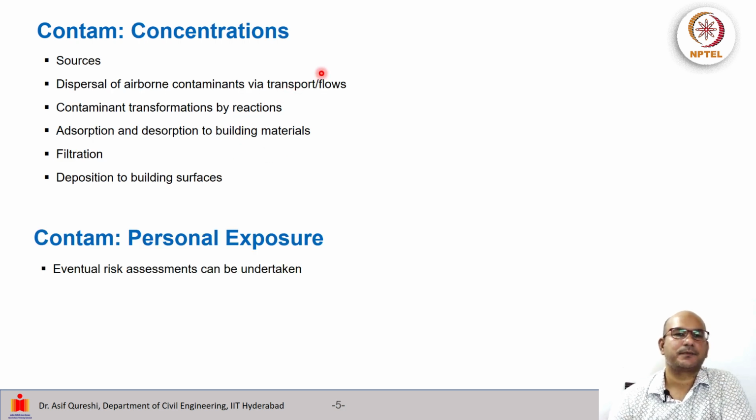Then the next is the sources. The goal is to get the concentrations of different pollutants. So the model is able to, you can add the sources of different contaminants in this model. You can also model the dispersal of this contaminant using the transports and flows that were in the previous slides. It is also possible to include contaminant transformations by reactions.